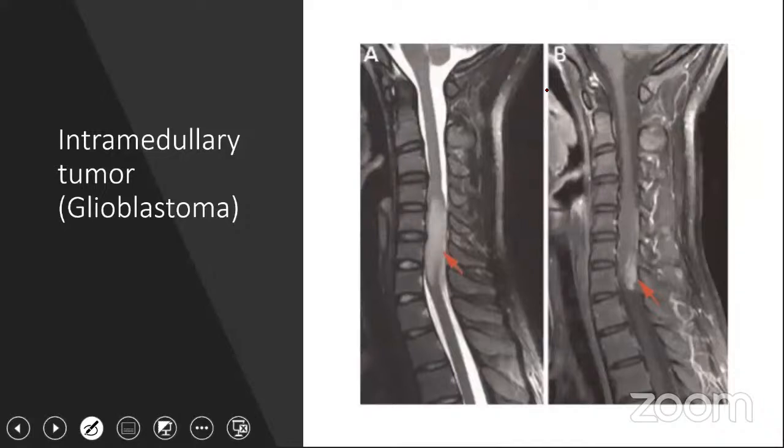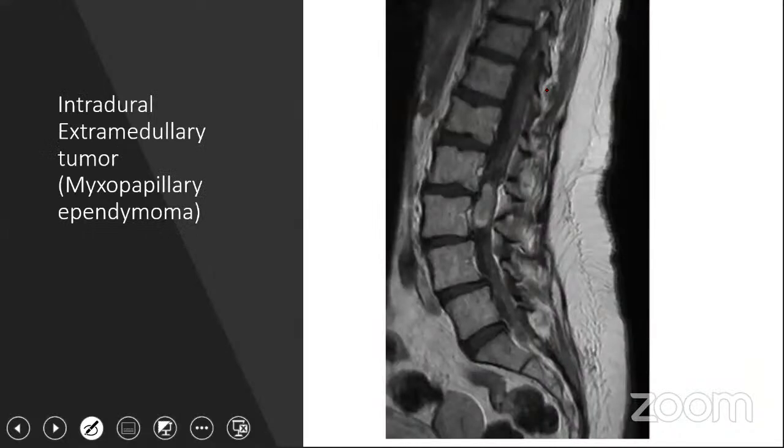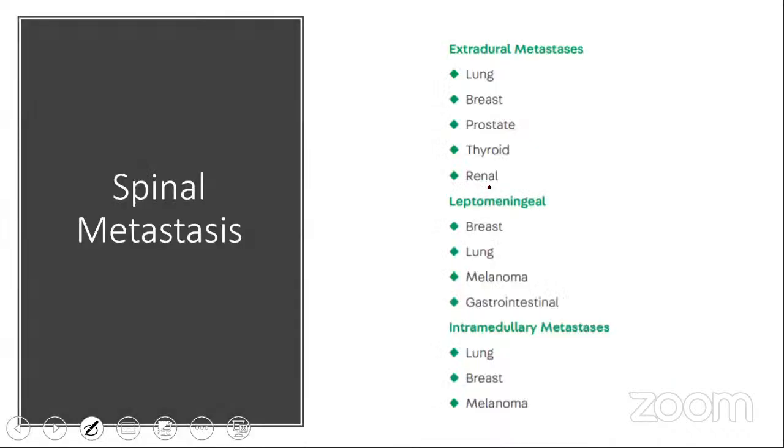Ependymomas, intramedullary tumor; glioblastoma, that is arising from the astrocytes; astrocytoma, glioblastoma; and this is a meningioma, which is the intradural extramedullary tumor. And intradural extramedullary tumor, myxopapillary ependymoma, which you can see here. And spinal metastasis, as I said, extradural metastasis: lung, breast, prostate, thyroid, renal; leptomeningeal: breast, lung, melanoma; and intramedullary metastasis: lung and melanoma and prostate.